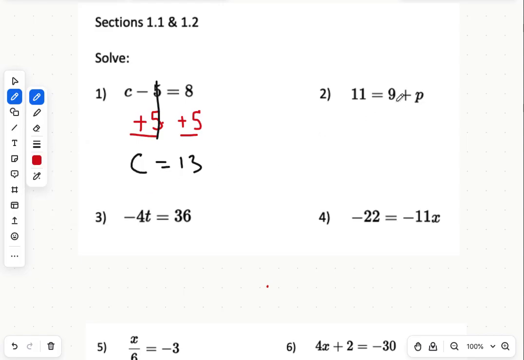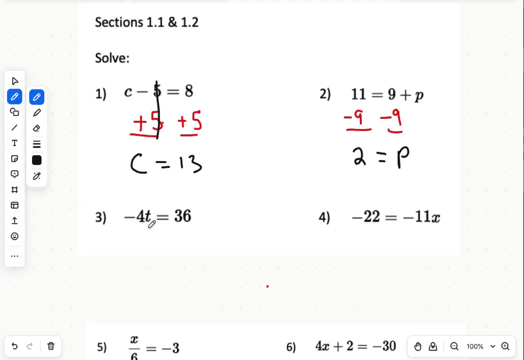So likewise, for this next one, 11 equals 9 plus p, it's not hard to see that p is 2, but when the numbers are harder, we need a little more structured way to get there. So since 9 is being added to p, I would subtract 9 on both sides. And that's the 11 minus 9. There's the 2 that we can just kind of see intuitively, but 2 equals p.